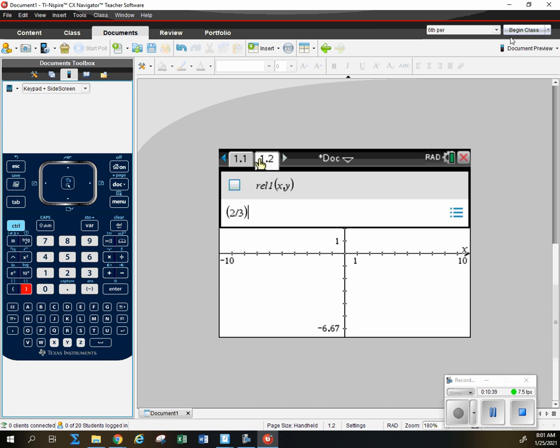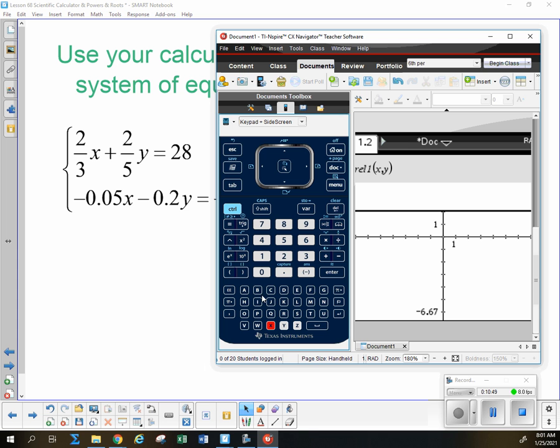Okay, and then that was times x. So then I need to hit my x to get the 2/3 x. Then I need plus 2/5, and I'll do this fraction the other way. So plus, and then the control divided by will give me that fraction template. And I can do 2 on the numerator, down for 5 in the denominator.